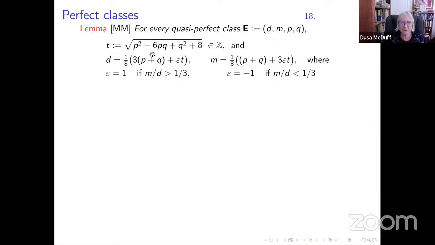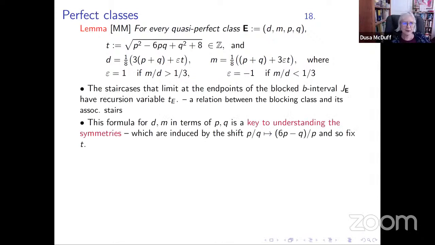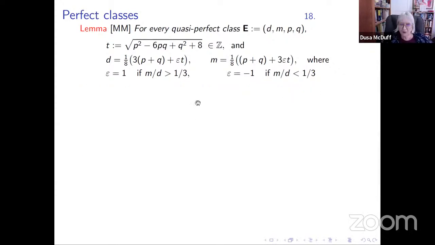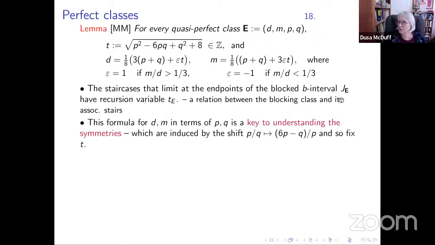The form of this is very closely related to the quadratic equation that gives you the accumulation curve. And so what we found is that the staircase at the end points of a blocked interval JE, our blocked intervals, are given by these quasi-perfect classes. They're given by recursions, and the recursion variable of that class is the T coordinate of that JE, which was sort of an amazing thing. So that gives you a relation between the blocking classes and staircase.